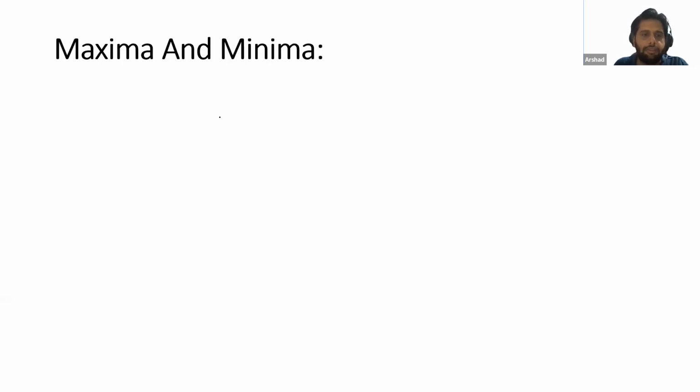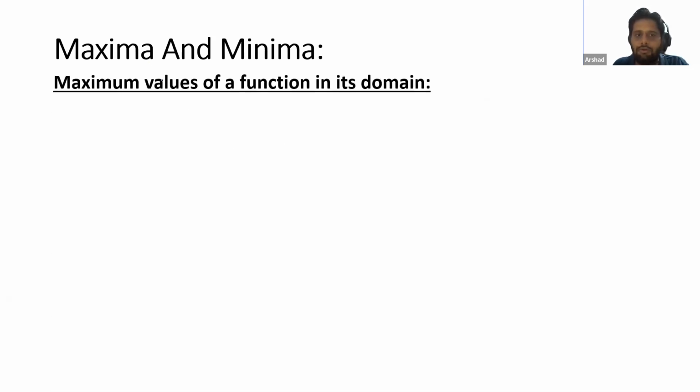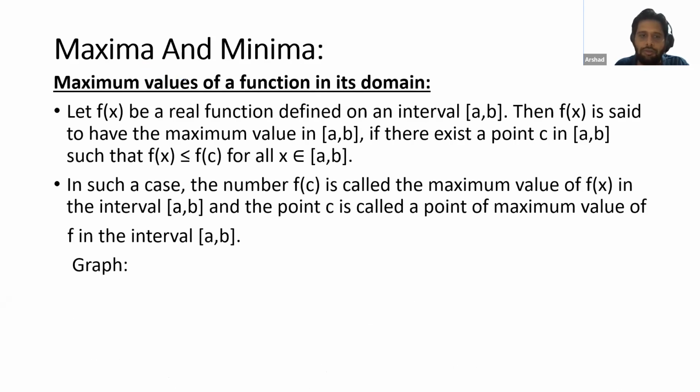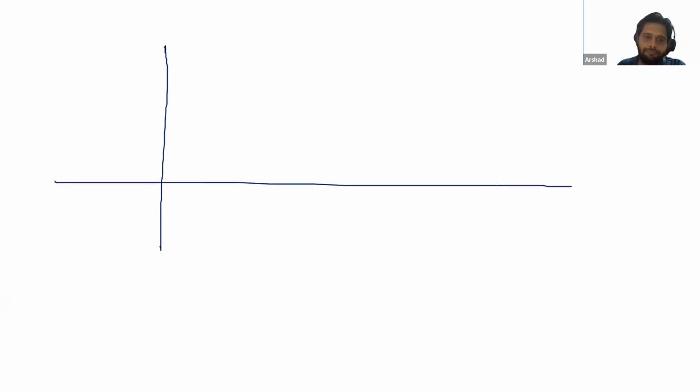Okay. Maxima and minima. So what is meant by maxima, or the maximum value of the function? If we see a graph like this, suppose we have this graph. This is y, this is x, this is your function f(x).